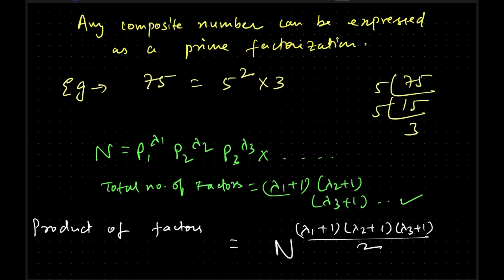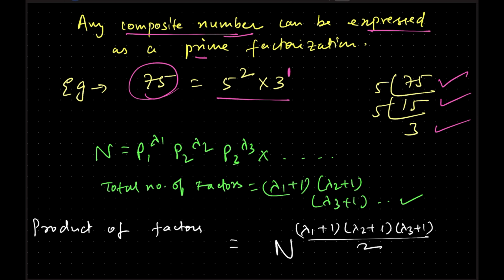Suppose a composite number is 75. We can find the prime factors of this number. If the prime factorization is written, it is 5 squared into 3 to the power 1. So any composite number can be expressed as a prime factorization. Let's generalize this concept.